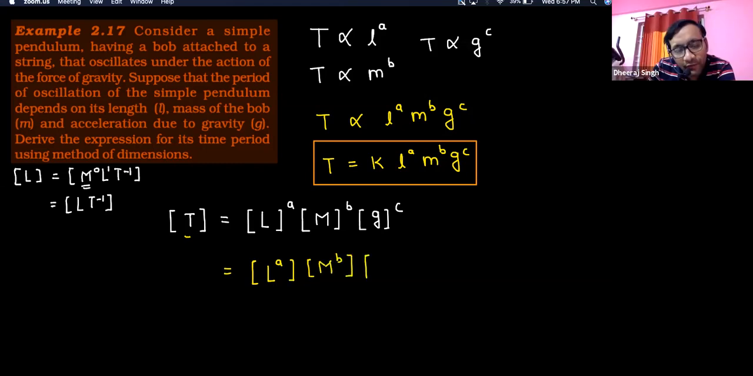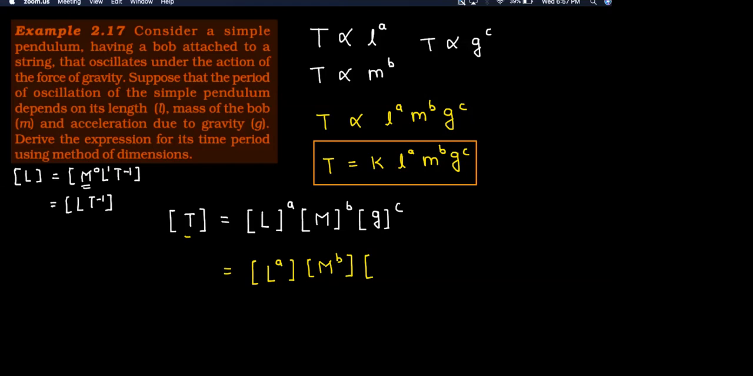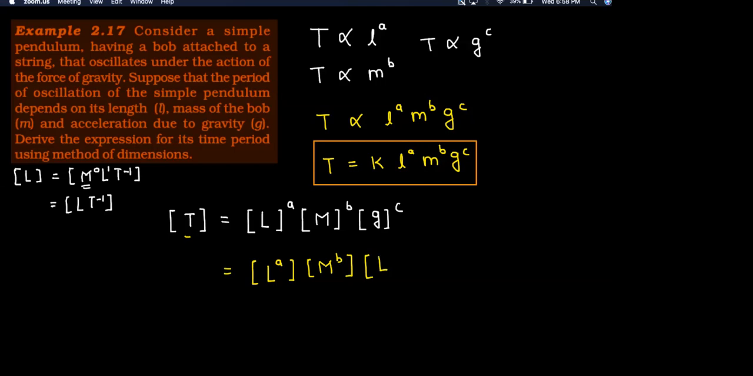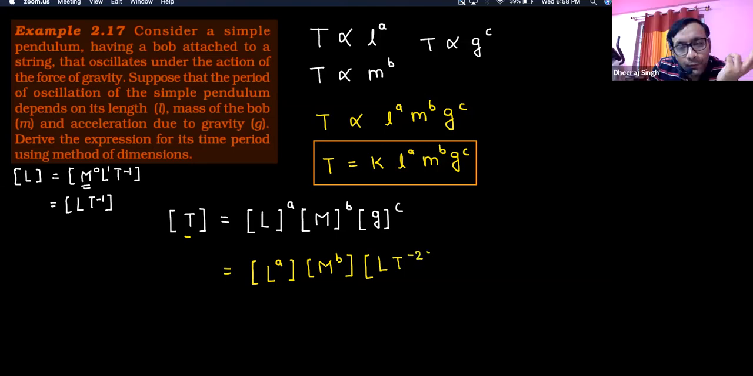Dimension of G is what? Everyone, dimension of G. G is acceleration due to gravity, which is acceleration only. That is length time minus 2, to the power C. All right. So if I rearrange everything, I'll get M to the power B, L to the power A plus C, and T to the power minus 2C.